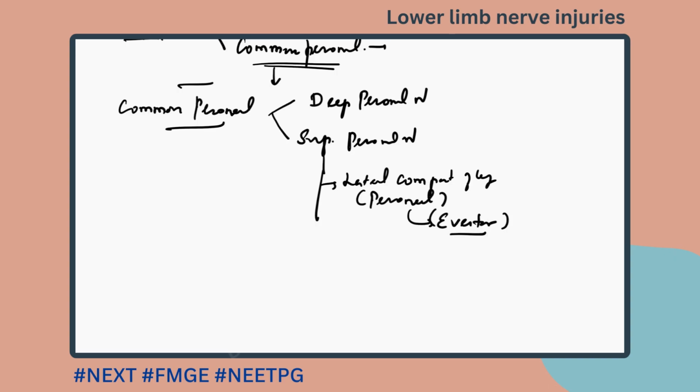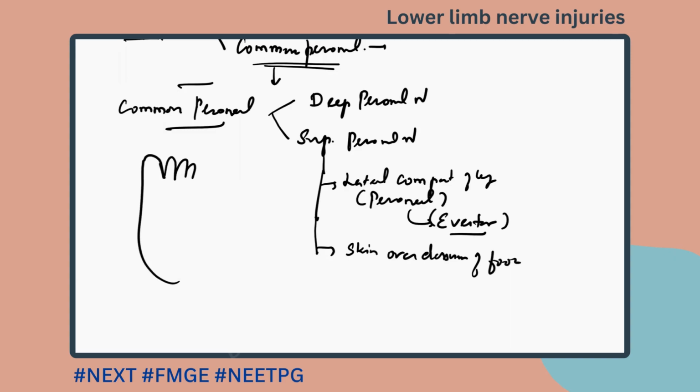So this is very important. It also supplies skin over the dorsum of the foot. If you draw a foot like this, so this is the dorsum because you can see the nail beds. Most of the region is supplied by the superficial peroneal nerve.